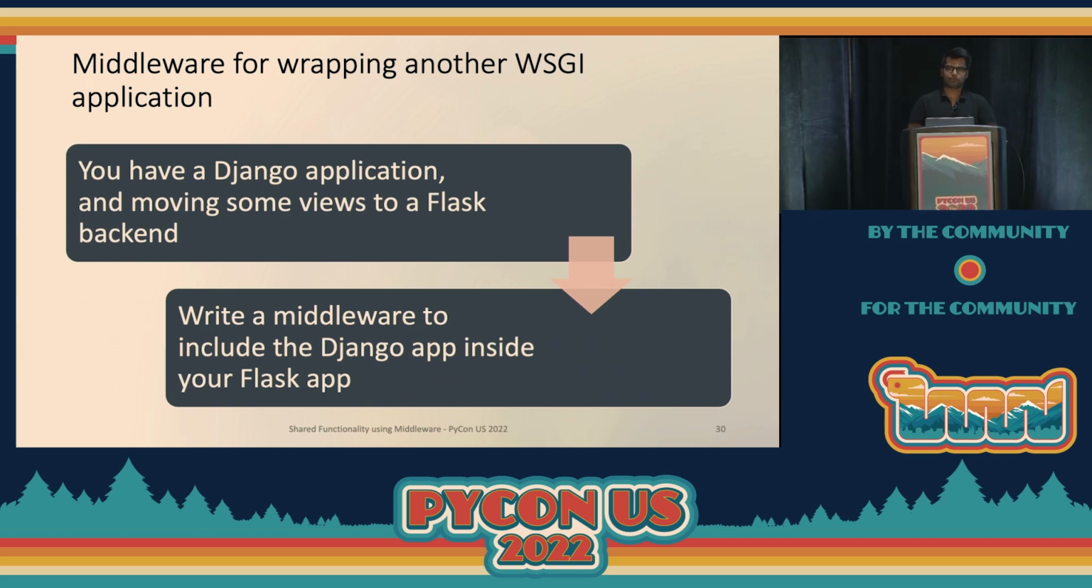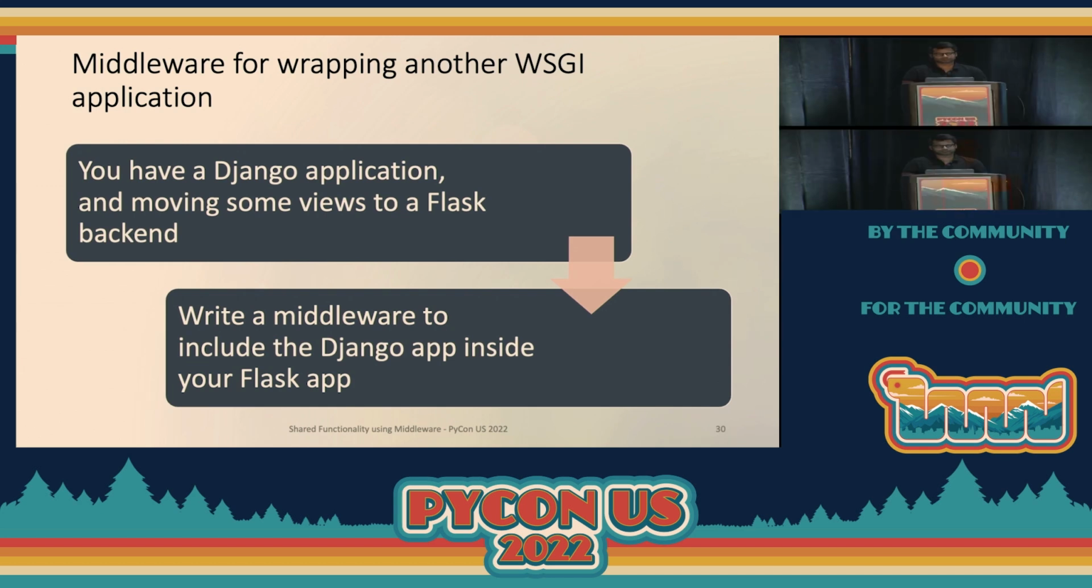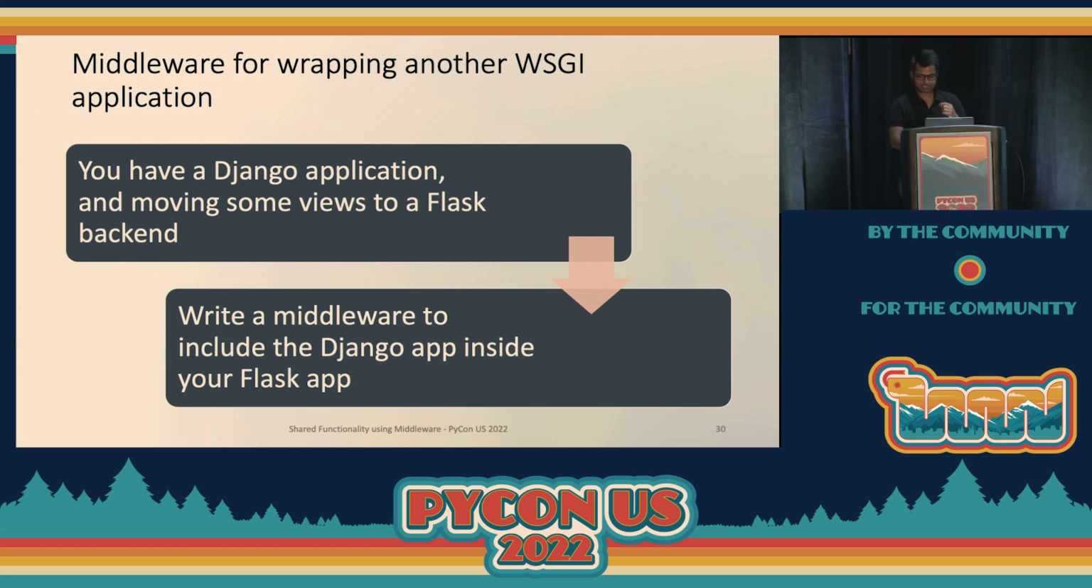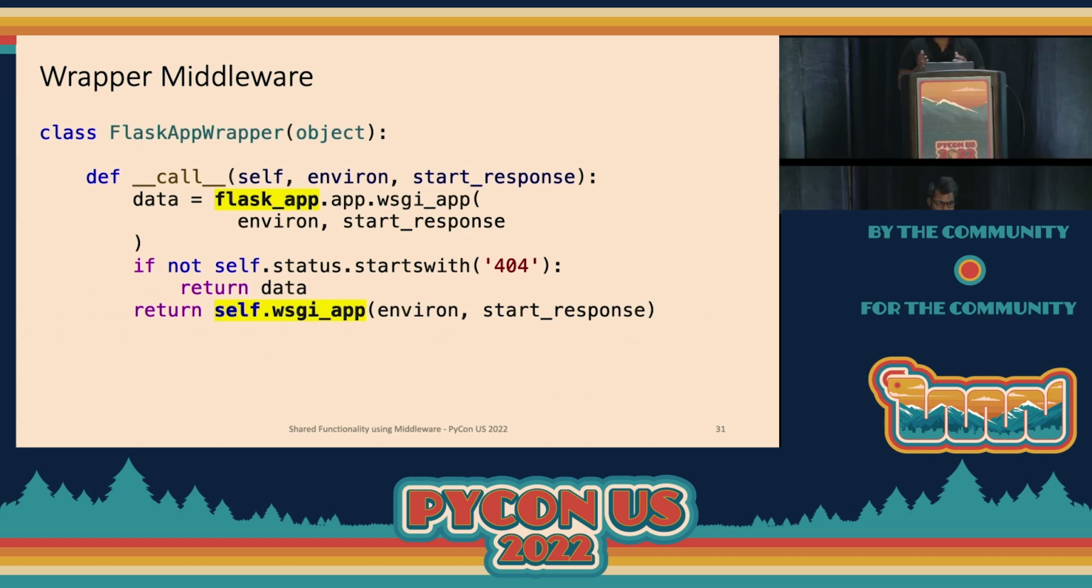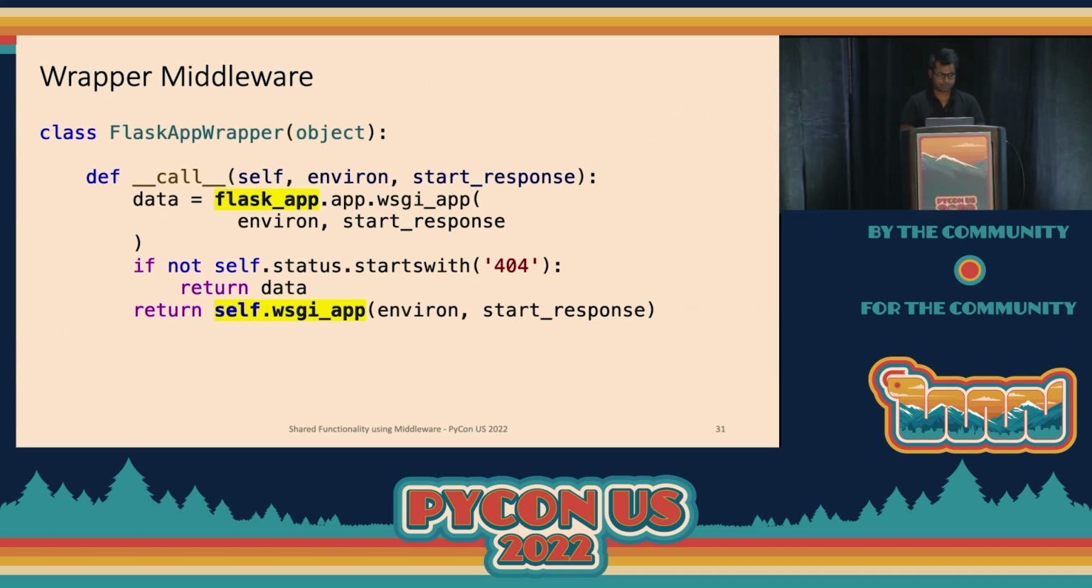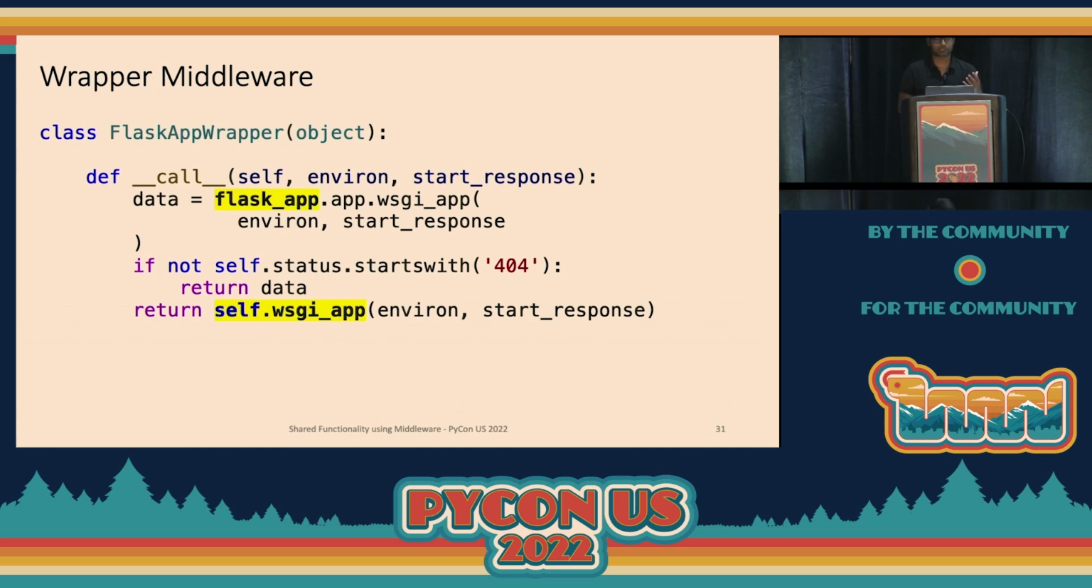All right. So let's see one last example of how we can use a middleware. Consider that you have a Django application and you're moving some of your backends to Flask. What you can do is define a middleware which embeds the Flask application within your Django application. If it sounds like magic, that's how it seemed to me when I actually implemented it. You can call the class anything really, but I have called it Flask app wrapper. The key again is the special call method.